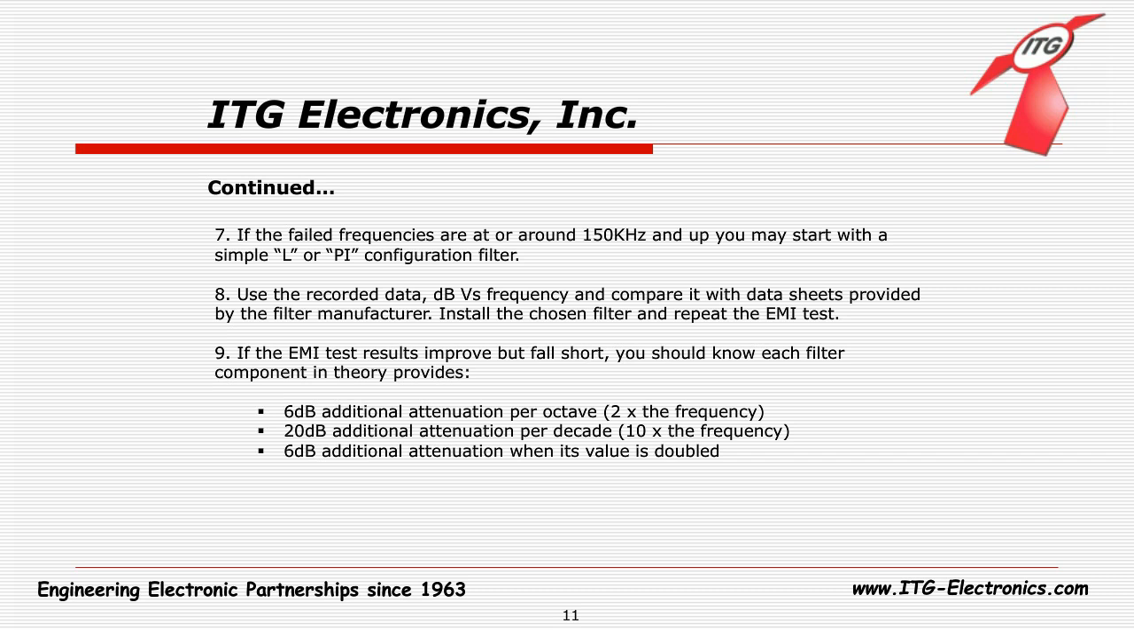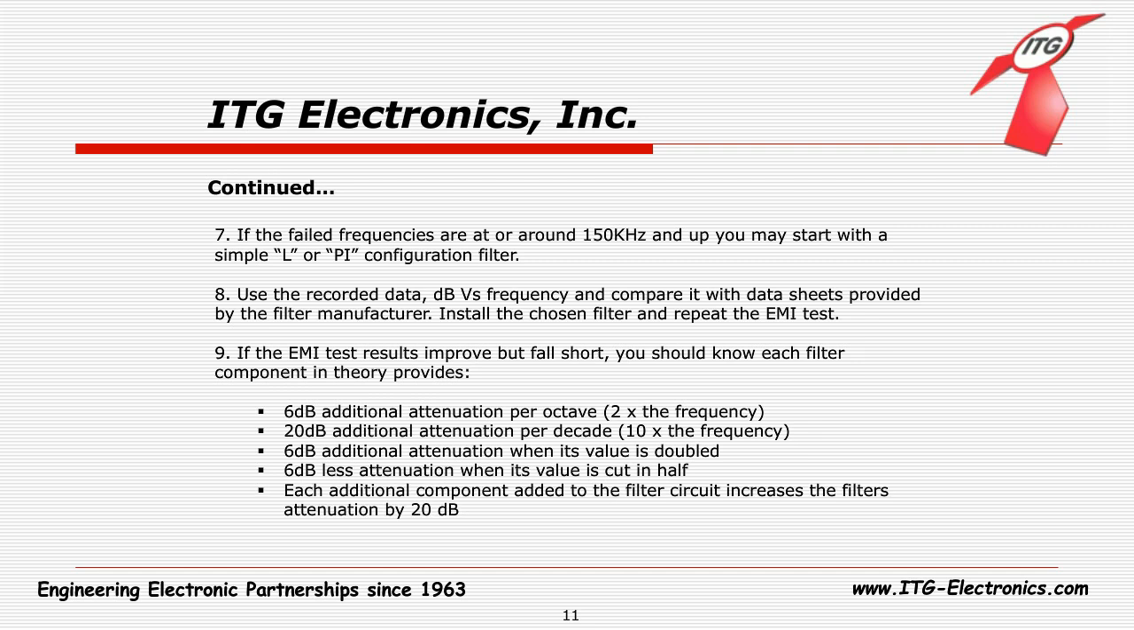And that is true if you double two component values, you will gain 12 dB attenuation. And if you cut the component values in half, then you will lose 6 dB. This is when you have too much attenuation, where you can cut the component values in half and lose 6 dB. This is when you have high current equipment and the components become too large and you have enough attenuation, then you can cut the component values down. Now, each additional component added to the filter circuit increases the attenuation by 20 dB.